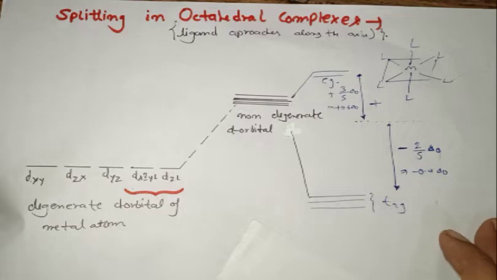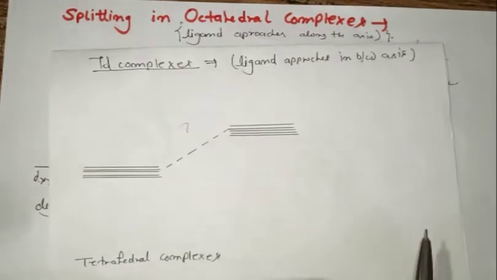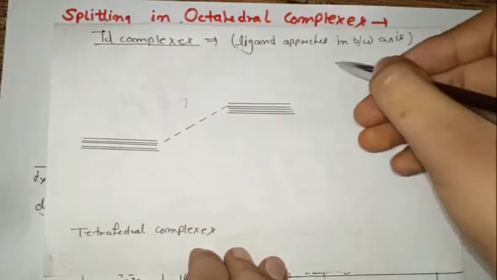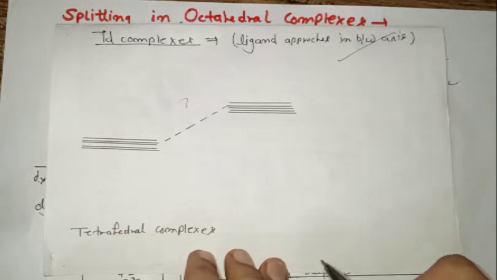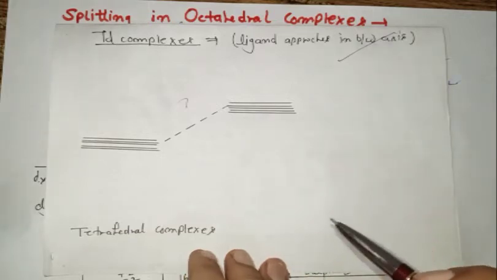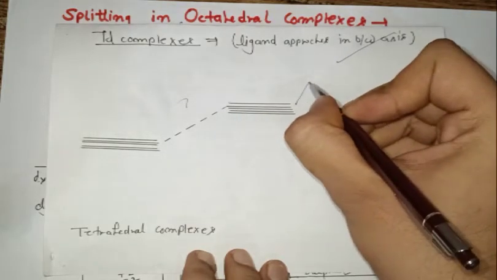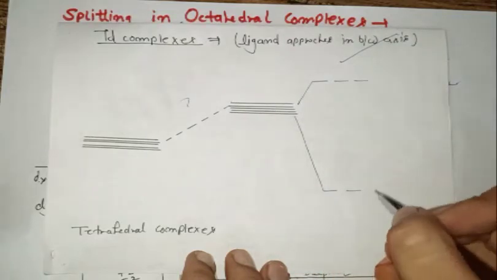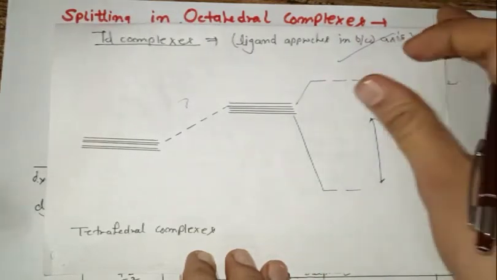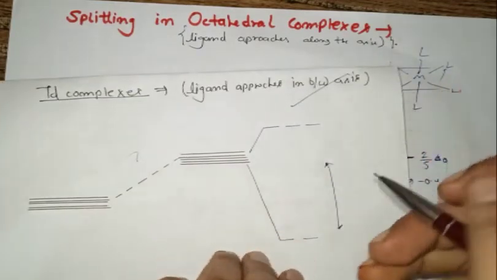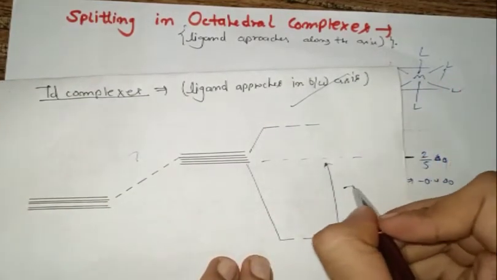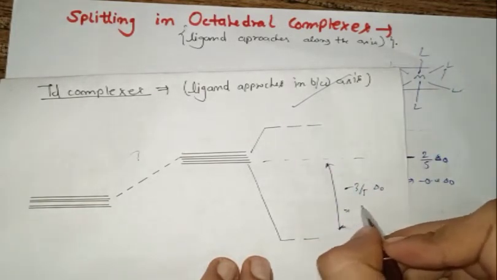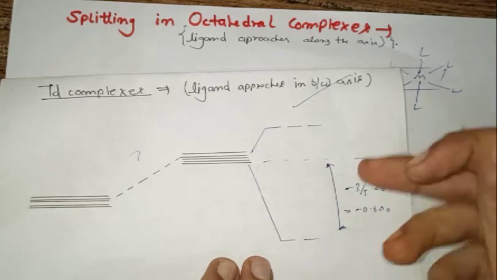So what happens in the tetrahedral complexes? In the tetrahedral complexes, ligands do not approach along the axes, they approach in between the axes. So which orbitals were in between the axes? The orbitals t2g were in between the axes. So this time t2 will increase the energy while e will decrease the energy. What was the energy change for eg? Plus 3 by 5. Here, it will be minus 3 by 5 delta O, because this time there is a decrement in the energy, and it will be minus 0.6 delta O, getting stabilized.